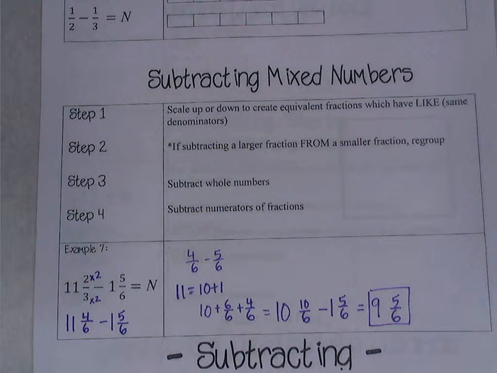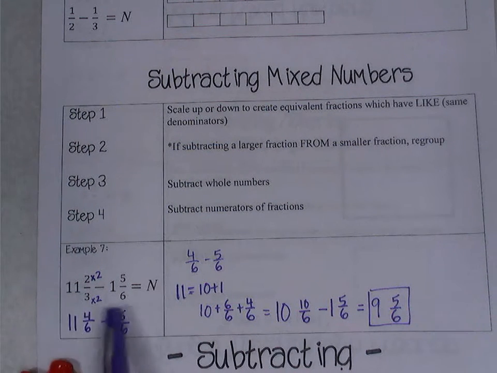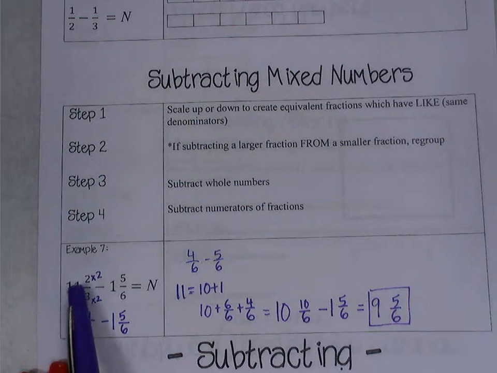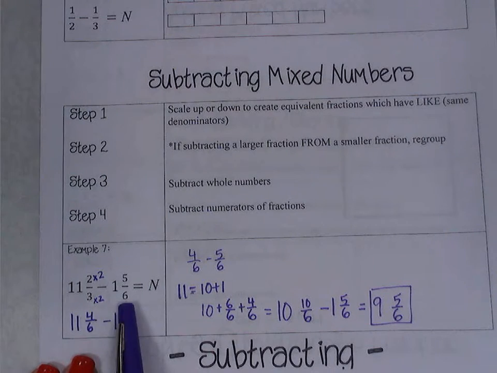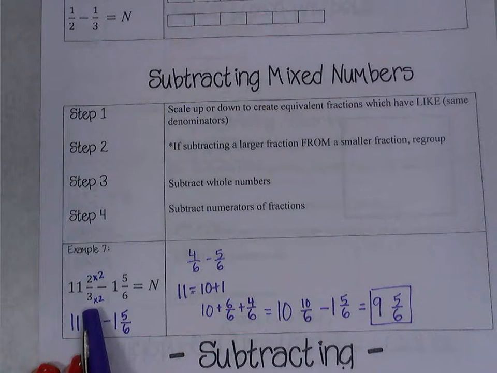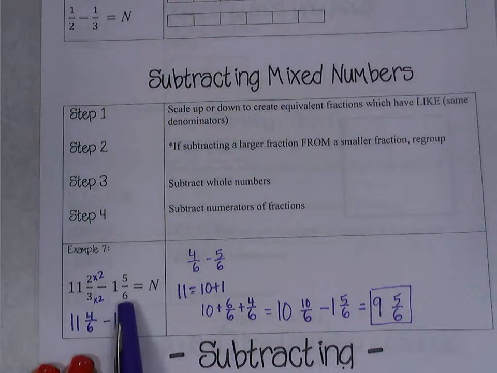Subtracting mixed numbers. In this problem, we want to look at what we're trying to do here. 11 and 2/3 minus 1 and 5/6. And you want to make sure before we add or subtract fractions that we have a common denominator. In this case, we do not. We have a 3 and a 6.